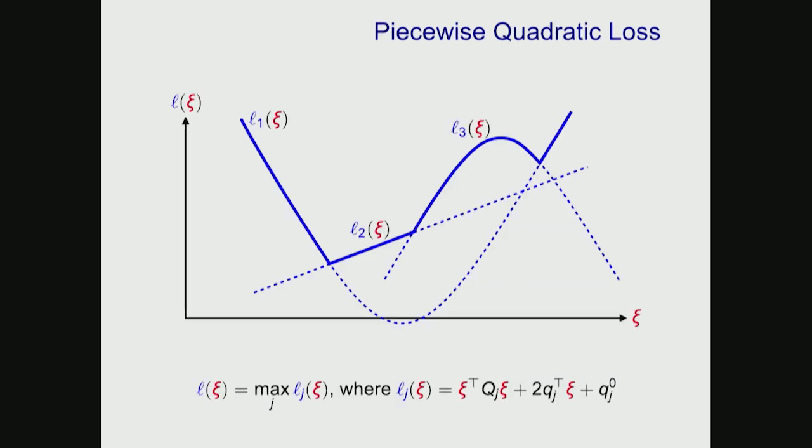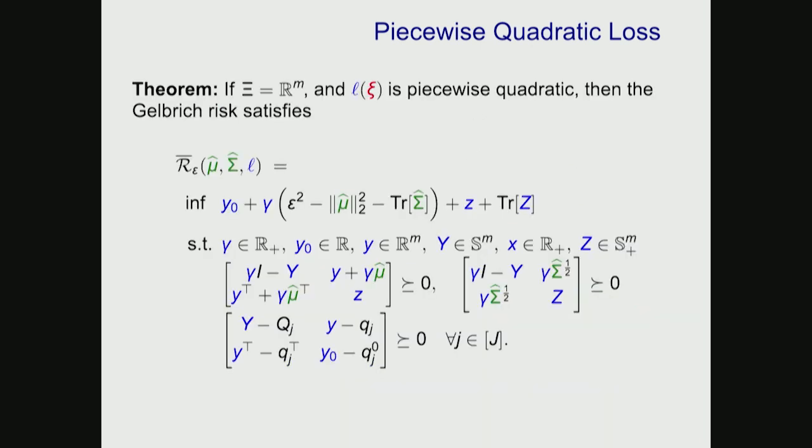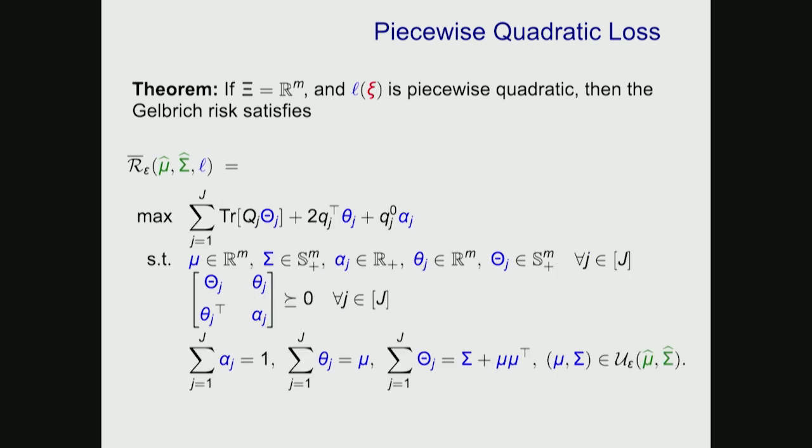This can be applied, for example, to calculate the Gelbrich risk of a piecewise quadratic loss function, which consists of the pointwise maximum of finitely many convex, concave, or indefinite quadratic functions. So assume that we have no support constraints and the loss function is piecewise quadratic. Then we can use these techniques to show that the Gelbrich risk equals the optimal value of this finite convex minimization problem, or its dual maximization problem.